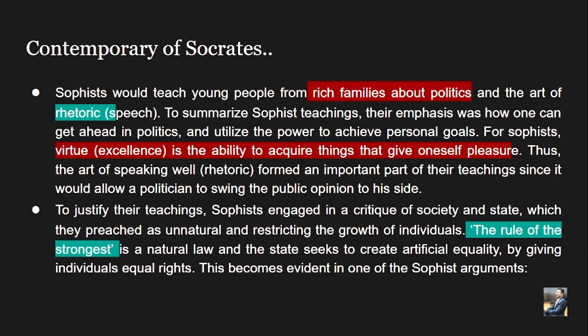Everyone is equal, and the strongest will step ahead to attain the power and the means to satisfy their personal goals and personal aims, right? They are basically believing in equality in society, by giving individuals equal rights, that everyone has equal rights, and the people who will be striving towards being the strongest will move further to achieve their goals and seek pleasure for the self, right? This becomes evident in one of the sophist arguments.